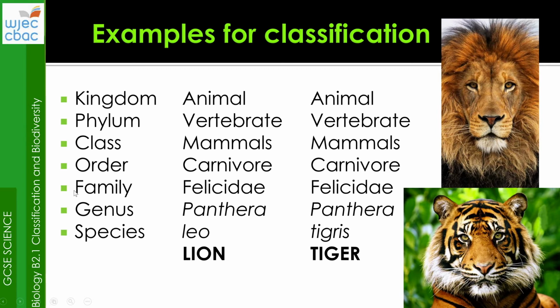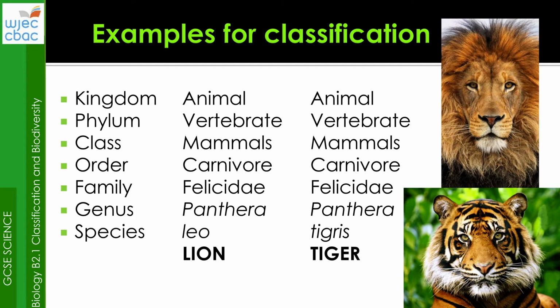Here we can see the full classification of two familiar organisms that belong to a group that we call the big cats. So we have the lion at the top and the tiger underneath. Both are very similar in some features. They are both vertebrates, they have a backbone, they both belong to the group mammals. They have hair, fur, give birth to live young, feed their young on milk. They're both carnivores, and they both belong to the family Felidae, the cats, and Panthera.